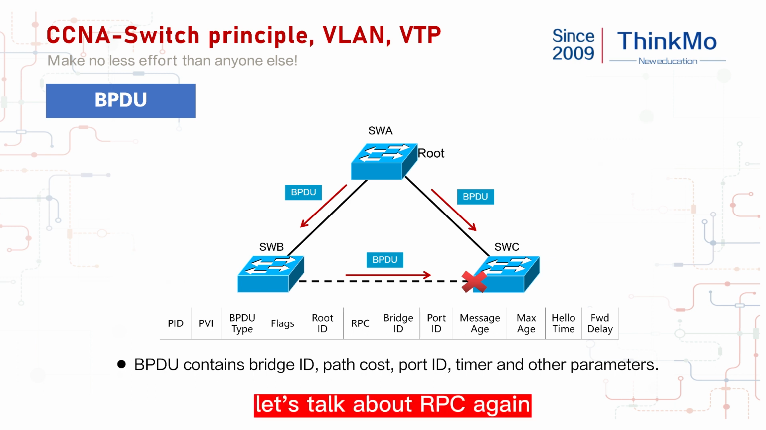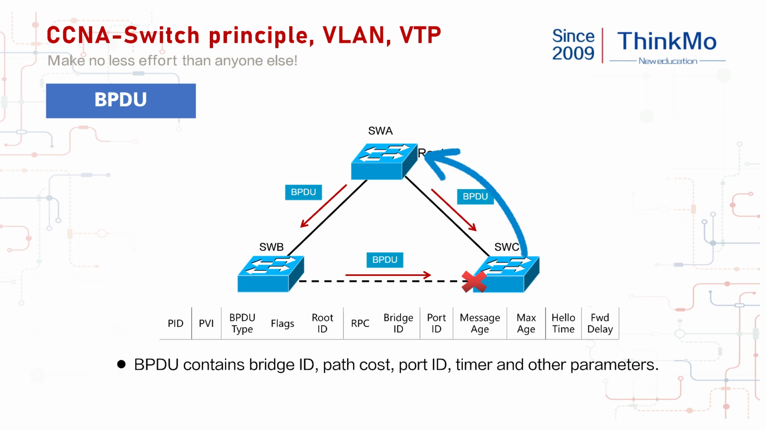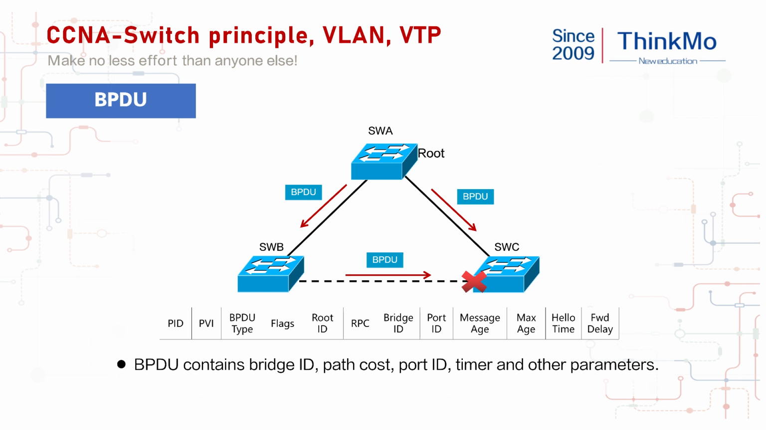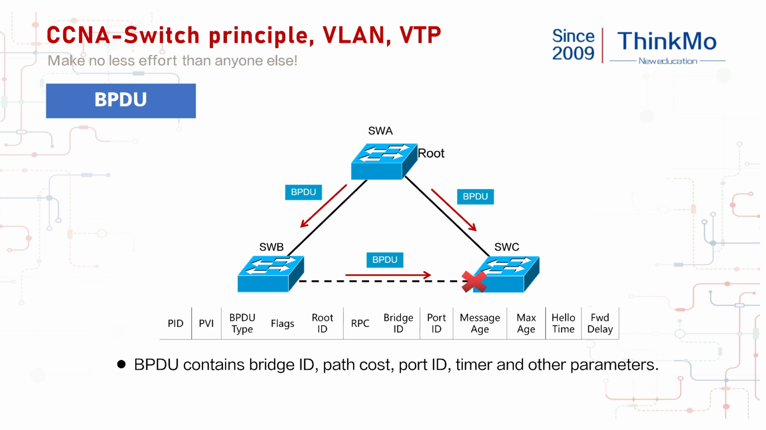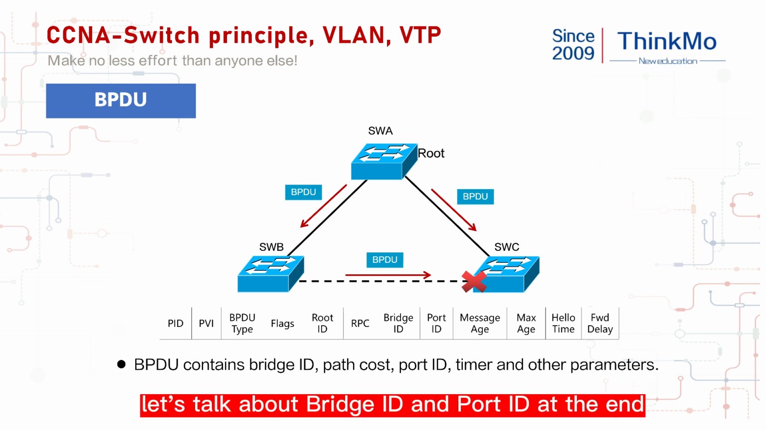Let's talk about RPC. This RPC is short for root path cost. It refers to the distance from the device to the root. For the root, the cost from itself to itself is 0. How to calculate other devices to the root? In fact, it will also be related to the interface. In the next lesson we will talk about it. First understand this. Let's talk about bridge ID and port ID at the end.